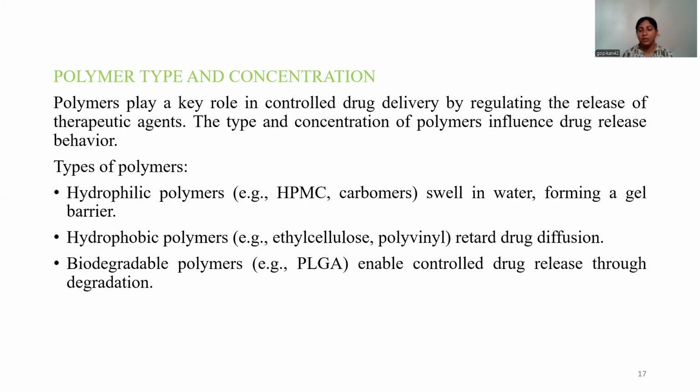So next we'll be discussing the polymer type and concentration, which is also a major factor that affects the designing of a sustained release formulation. Polymers play a key role in controlling drug delivery by regulating the release of therapeutic agents. The type and concentration of polymers influence the drug release behavior. There are different types of polymers which affect this: hydrophilic polymers like HPMC and carbomers, which swell in water forming a gel barrier; hydrophobic polymers such as ethyl cellulose and polyvinyl, which retard the drug diffusion; and biodegradable polymers like PLGA, which enable controlled release through degradation.